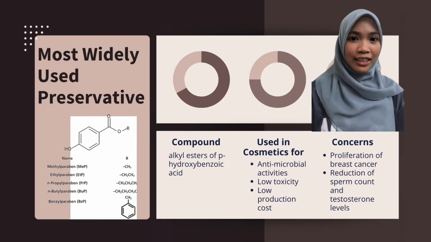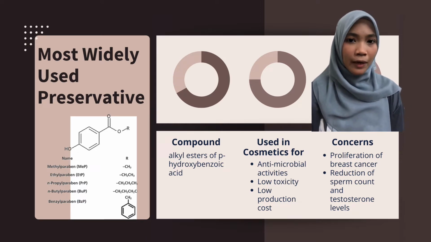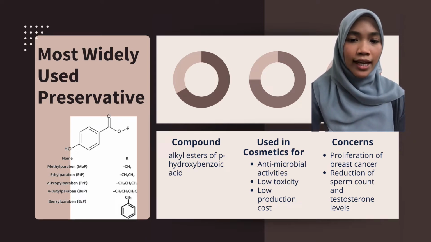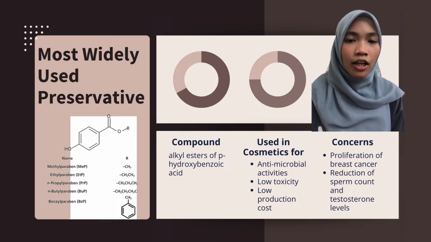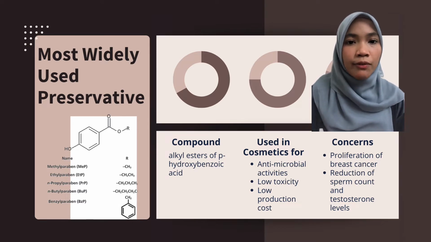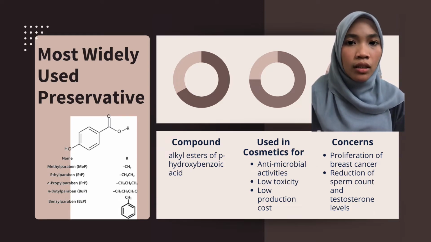The most widely used preservatives in cosmetic products are a class of compounds generally referred to as parabens. These compounds are alkyl esters of p-hydroxybenzoic acid. They are used for their preservative properties in cosmetic and personal care products because of their antimicrobial activities, low toxicity, and low production cost. Methyl paraben is found in nearly all cosmetics.